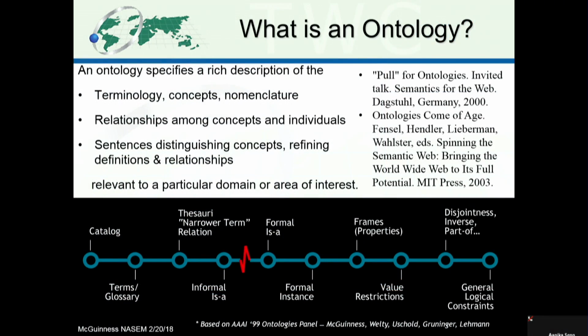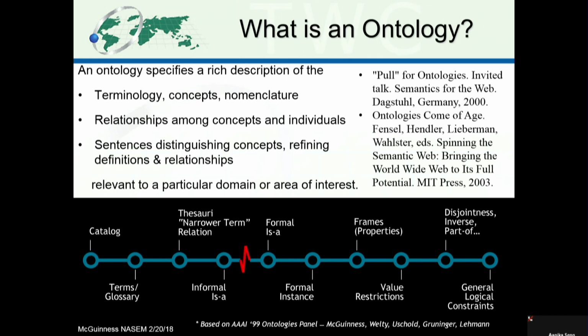At a high level, it's just a computer understandable definition of meaning or terms. It specifies the terminology, the relationships between those terms, and then something that's going to distinguish the terms from each other. And this is a spectrum that came out of a meeting at the Association for the Advancement of Artificial Intelligence a while ago, a '99 panel where a bunch of us ontology experts got together and said, wow, this is an overused term, overloaded term.